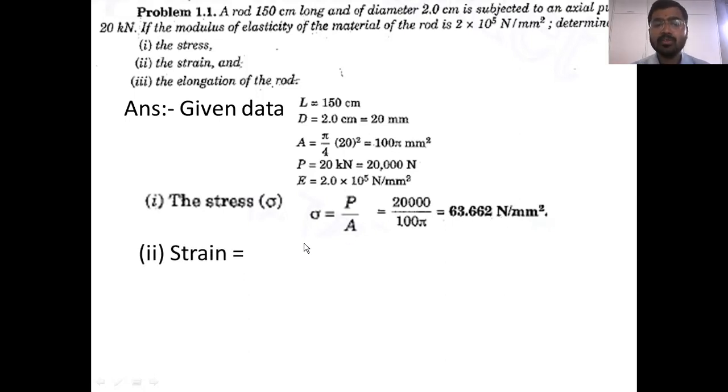Now similarly, let us go with our second one. The second one is nothing but strain. Now what is meant by strain? If you see, strain we can write as change in its dimension to its original dimension. So in the question, do we have anything about change in its dimension or original dimensions? We have original dimensions, like 150 centimeter, and we have 2 centimeter. But in the question he did not mention anything about change in its dimension. So how can we find out strain?